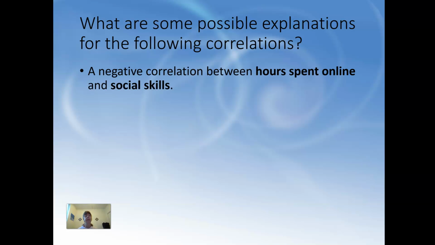So the first one is there is a negative correlation between the number of hours somebody spends online and their social skills. So the negative correlation means that people who spend more time online have worse social skills. And I'd just like you to think for a minute about why that might be. What might cause that? And I would recommend that you pause the video here and think about it, maybe write down, try to think of at least two possible explanations.